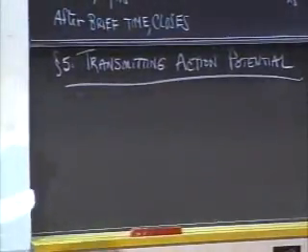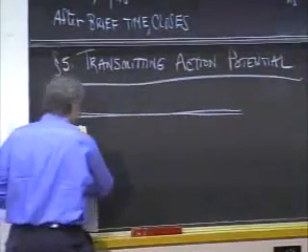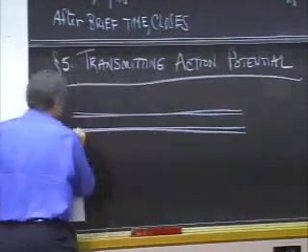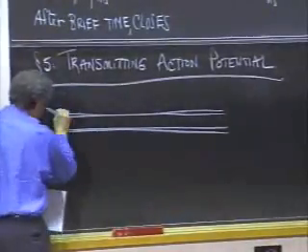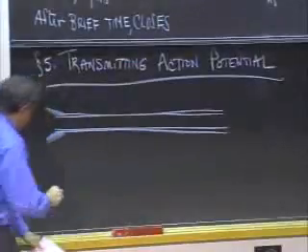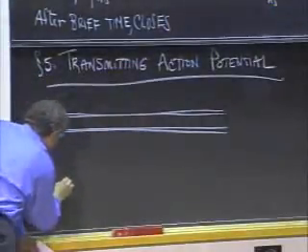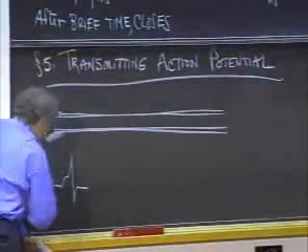Suppose I transmit my action. Suppose I have a neuron here. And over here, at the axon hillock, I transiently depolarize to minus 50. Then I fire and fire.